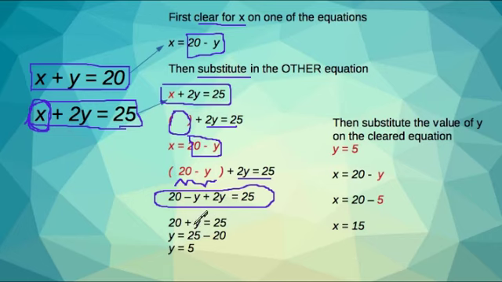Now this 20, I don't want it there. You know, of course, that it's being added, so I got to pass it as a subtraction. So now I'm going to have 25 minus 20. When I make this subtraction, I'm going to get y equals 5.